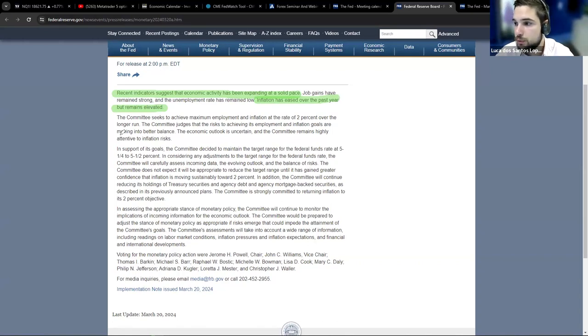The committee seeks to achieve maximum employment and inflation at the rate of 2% over the longer run. The committee judges that risks to achieving its employment and inflation goals are moving into better balance. The economic outlook is uncertain, and the committee remains highly attentive to inflation risks. Why do they say that? If you have watched the FOMC press conference, that's when Jerome Powell comes in and answers some questions live, going through the statement he just made. He mentioned that we will have some sticky inflation during this year. So this is exactly why they're looking at inflation. Because if we look here, they say the economic outlook is uncertain. Well, it is. We don't know where the GDP is going, if it's going to grow or not.